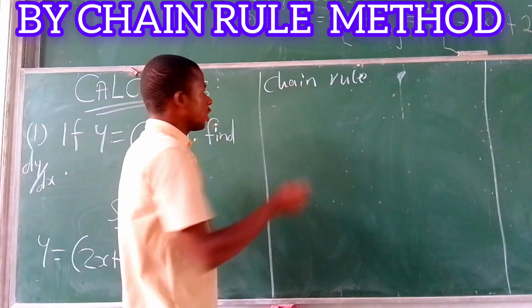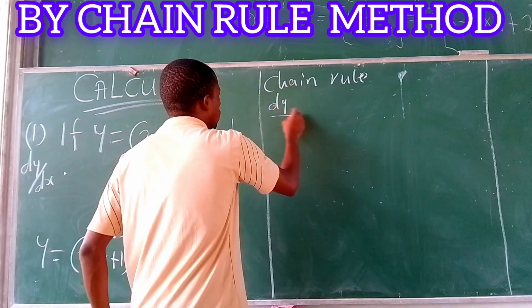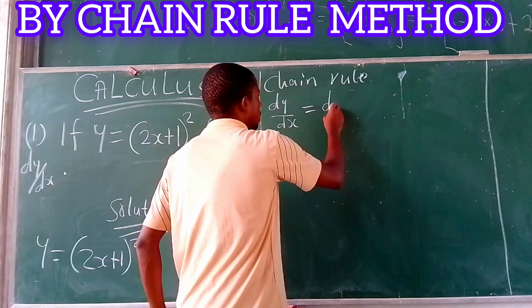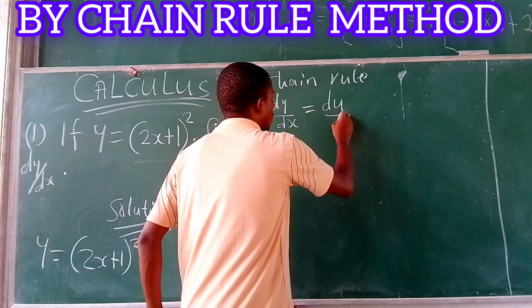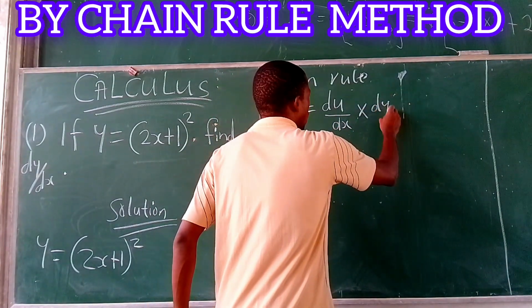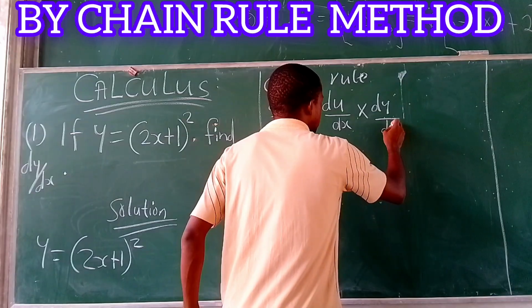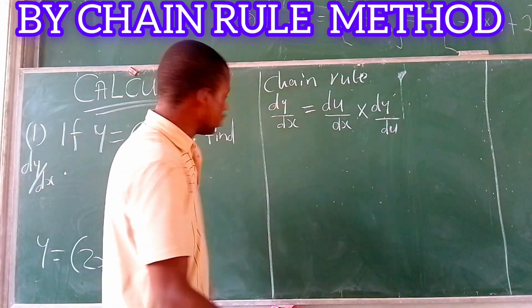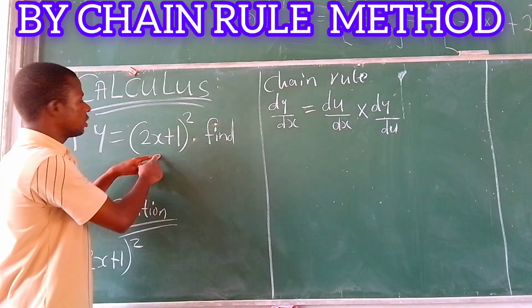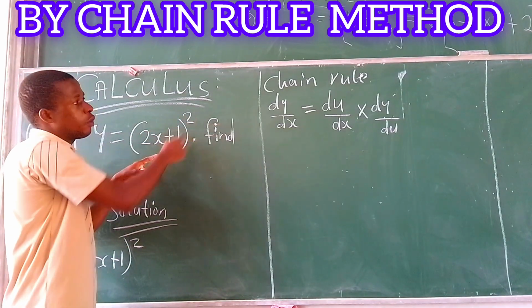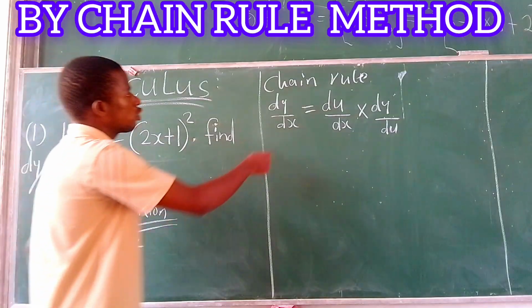the formula of the chain rule is given as dy over dx equals du over dx times dy over du. This is the formula for the chain rule. We use the chain rule when a function is in a bracket and is raised to a power. That is when we apply the chain rule. So let's look at how to solve this.